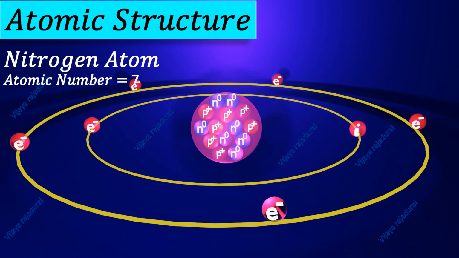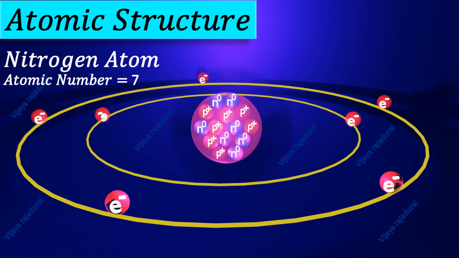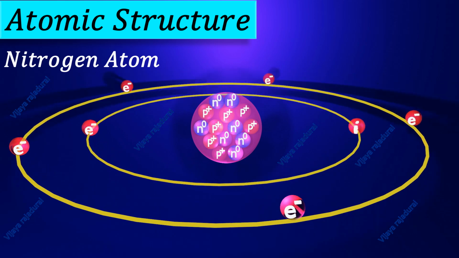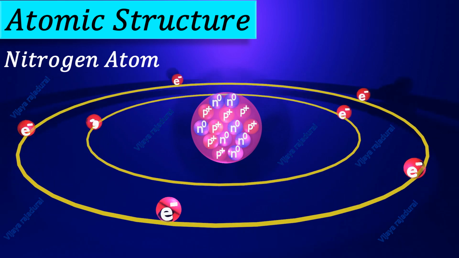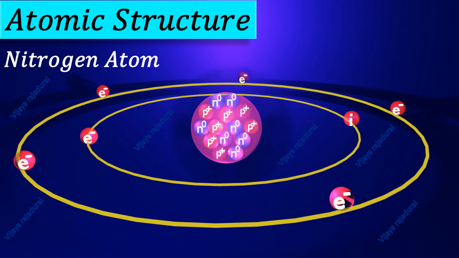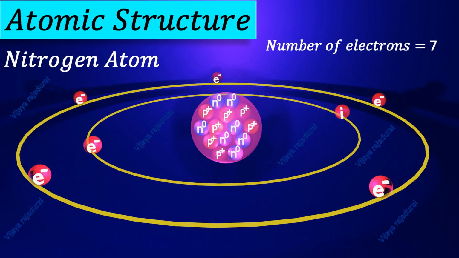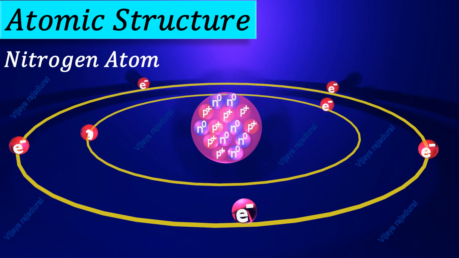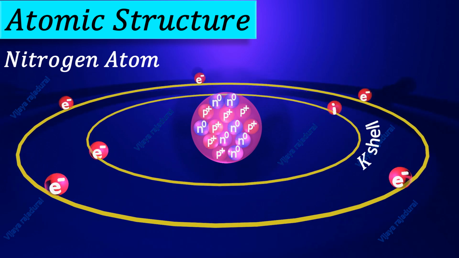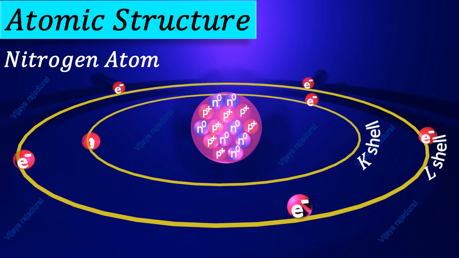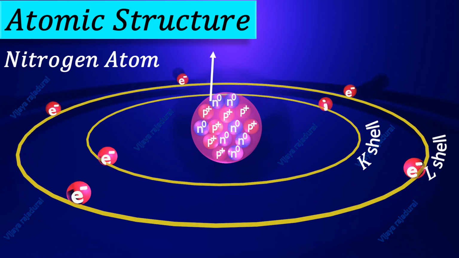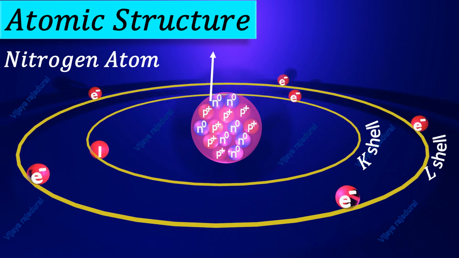In this video, we are going to see the atomic structure of nitrogen atom. Its atomic number is 7. Its symbol is N. In this atom, 7 electrons are present. Among these 7 electrons, 2 electrons are present in the K shell. The rest of the 5 electrons are present in the L shell.